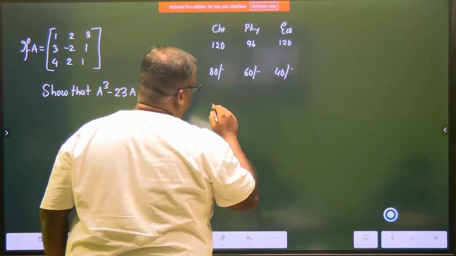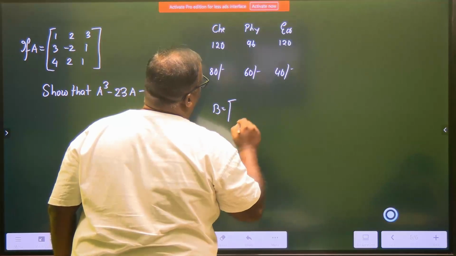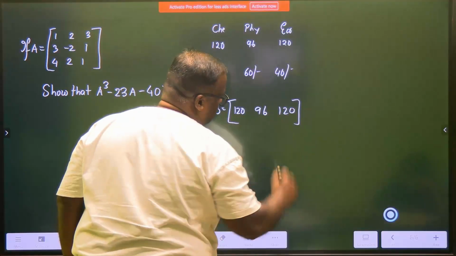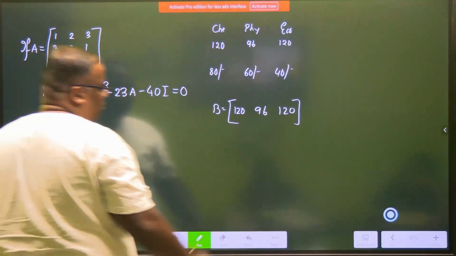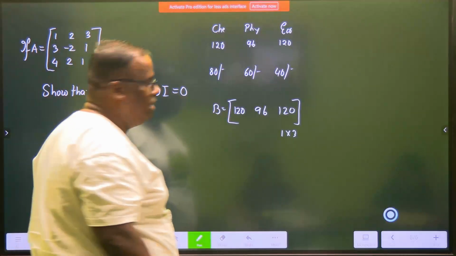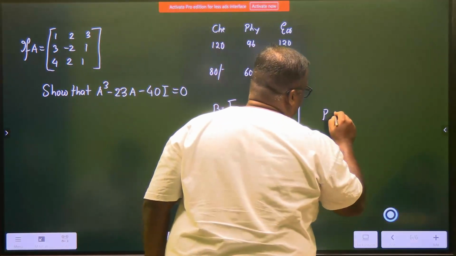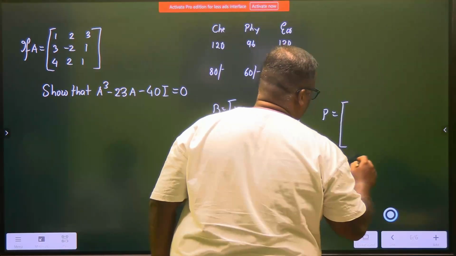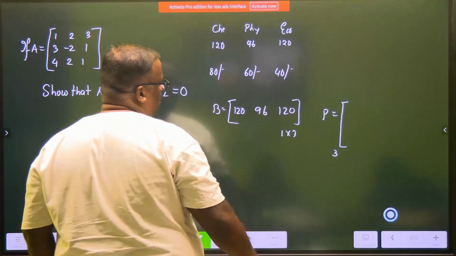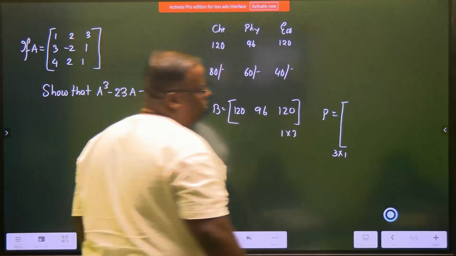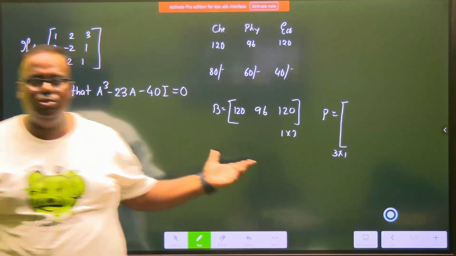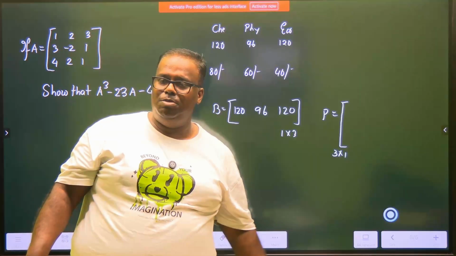So if the books are represented by a matrix B, and B I write as 120, 96, 120, that means this is how many rows and how many columns? 1 row, 3 columns. Basically, we have to multiply and add both, right? So my price matrix has to be how much? The inner should be 3 rows and 1 column. Ultimately, you'll get one figure, right? What is that one figure? The net revenue that you'll generate. So your final matrix has to be a 1 cross 1.